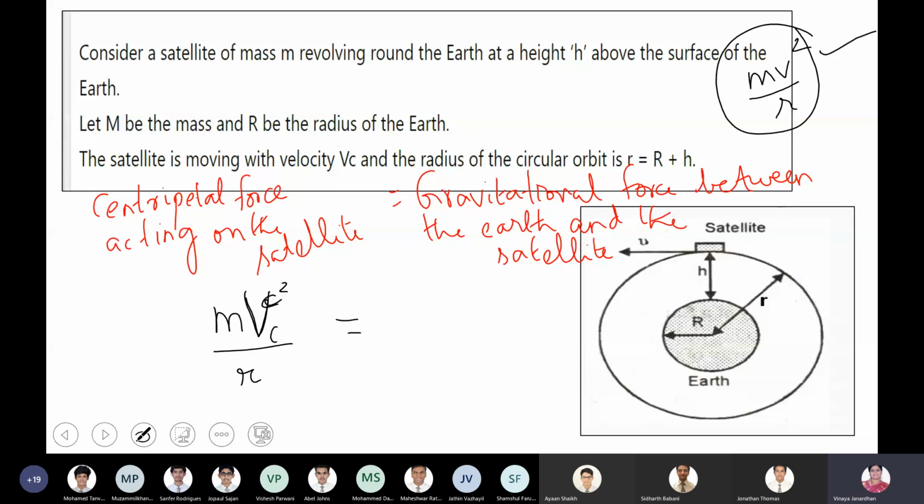So what is the gravitational force? Surya, what is the expression for the gravitational force between the Earth and the satellite? G M m divided by r square. Okay, can you all get an expression for Vc? Boys, can you get an expression for Vc? Cancel off r on both the sides.